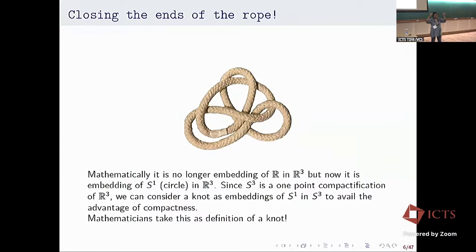Circle. So circle is also one dimensional, but it has different properties. It's compact. So now the ends are closed, and we could think about embedding S1 in 3 space. S1 is a notation used for circle, like R is used for the real line. So S1 is for circle, and that's the definition.